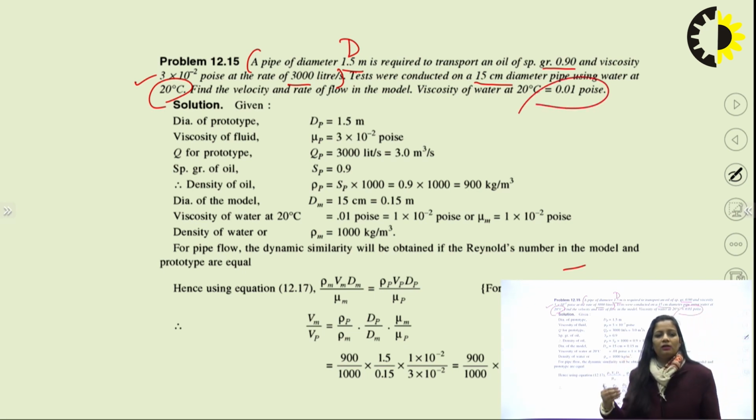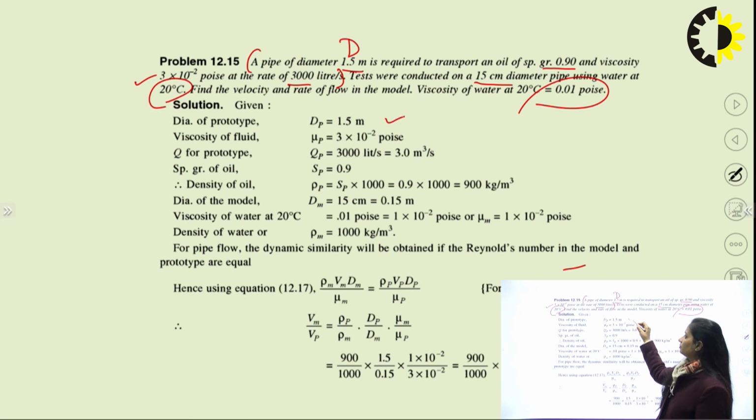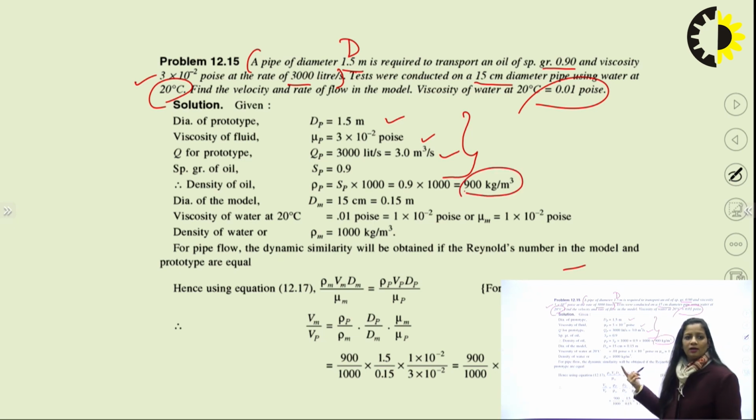Now you need to write what parameters are given. Here the diameter of the prototype is given. The viscosity of the fluid in the prototype is given, 3 multiplied by 10 to the power minus 2 poise. The discharge for the prototype is 3 meter cube per second. The specific gravity of oil is given as 0.9. How do you find the density of oil? You just multiply 1000 by the specific gravity of the fluid, so 0.9 multiplied by 1000 equals 900 kg per meter cube.